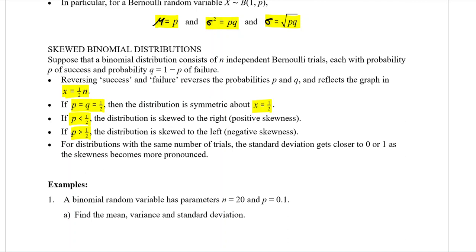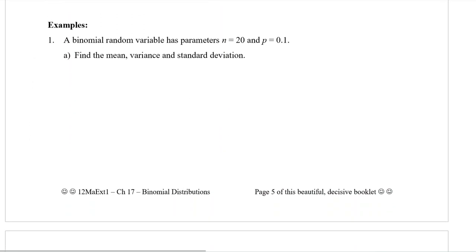Let's see if we can put it into practice. Here we go. Example 1. A binomial random variable has parameters n equals 20 and p equals 0.1. Find the mean, variance, and standard deviation. They are the three formulas that I just gave you. To find the mean, we use mu equals np. That's our formula. n is equal to 20, so it will be 20 times the probability, which is 0.1.